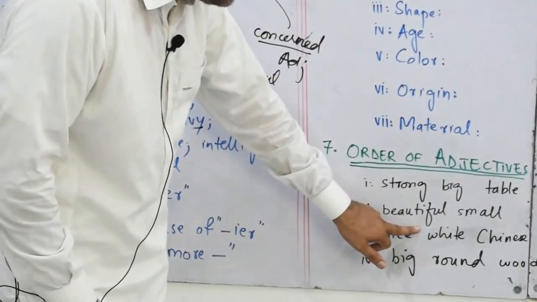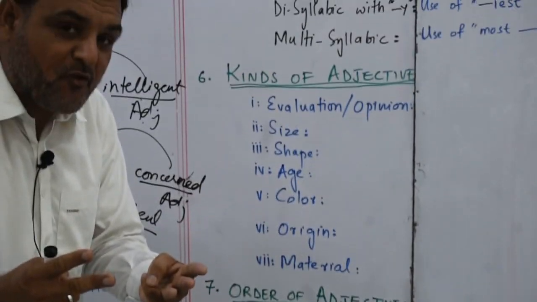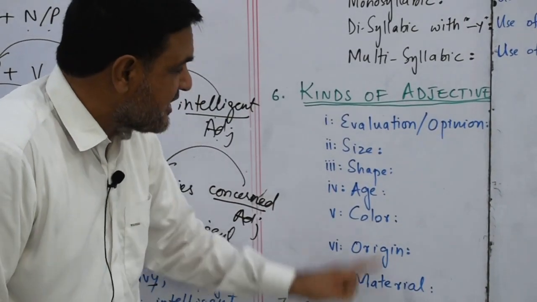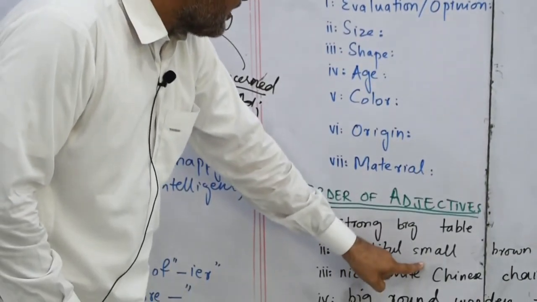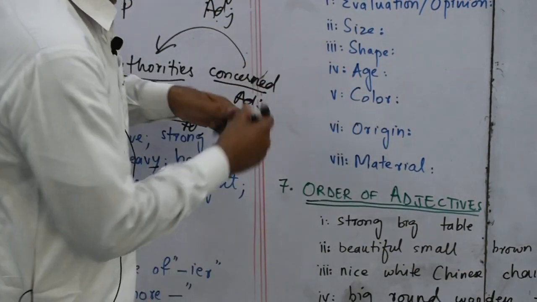In the same way, beautiful small brown cat. Three adjectives used before cat. Beautiful, an adjective of evaluation. Small, an adjective of size. Brown, an adjective of color. So the sequence is the same.